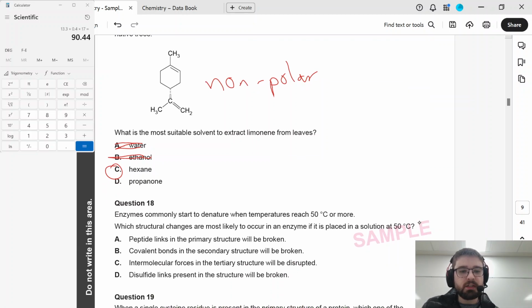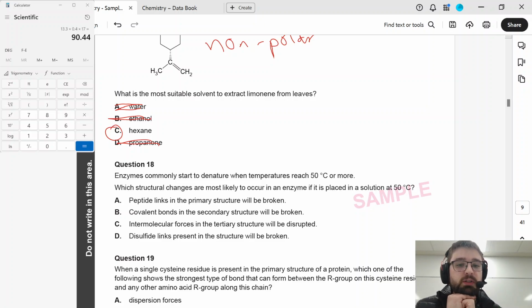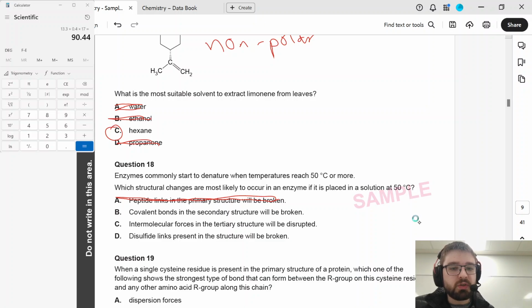Enzymes commonly start to denature when temperatures reach 50 degrees or more. Which structural changes are most likely to occur in an enzyme if it is placed in a solution at 50 degrees? So remember, denaturing is to do with the secondary, tertiary, and potentially quaternary, if it has it, structures. So primary is out. Now, covalent bonds in the secondary structure do not exist. They are hydrogen bonds.